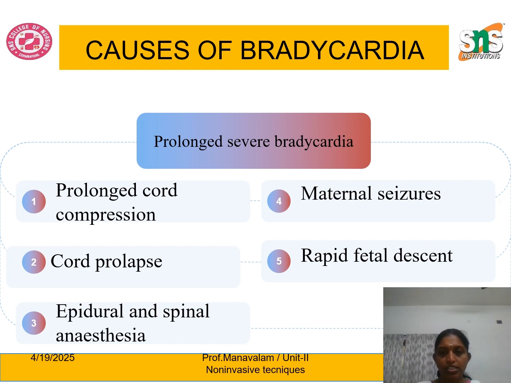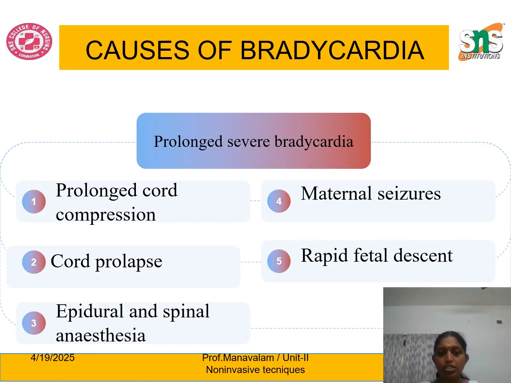Next, maternal seizures. Because of uncontrolled blood pressure, sometimes the mother ends up with a seizure. So the mother develops a seizure. In that condition, the blood supply to the fetus is automatically reduced. So there is a variation of the fetal heart rate.